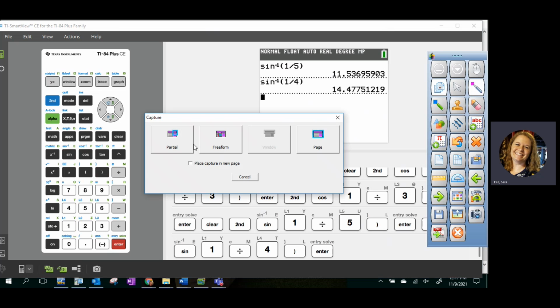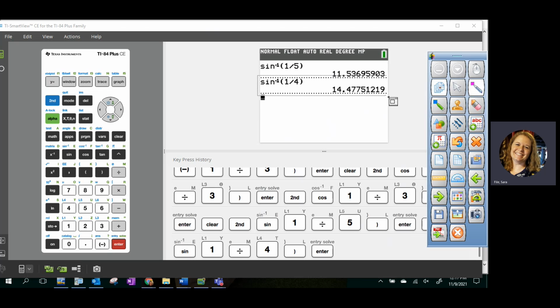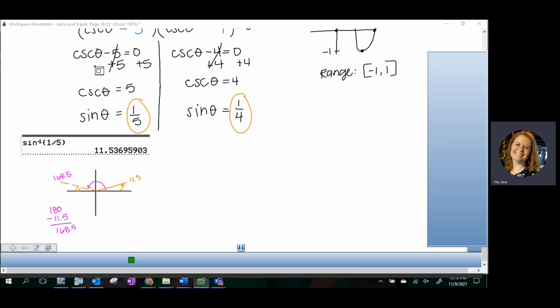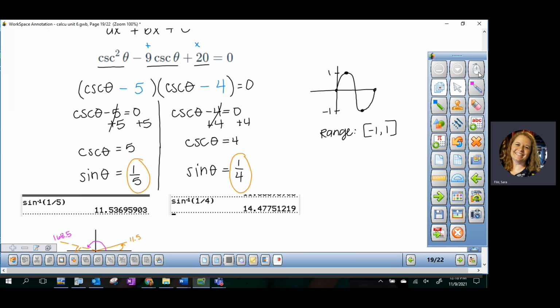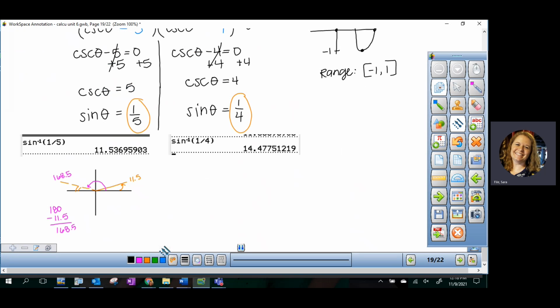And the solution it gives me is from quadrant 1. So that's one of my answers. But I need to understand that sine is also positive in quadrant 2. So I also have to figure out what that would be in quadrant 2. So I would do the same thing. I'd say, okay, that's going to be here. And I need to know where it is in quadrant 2.